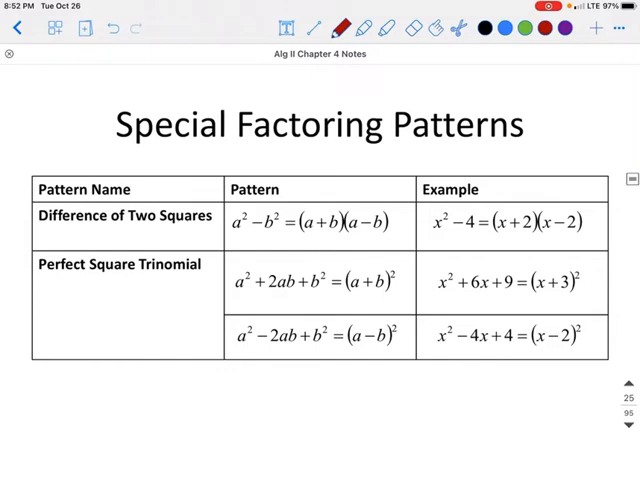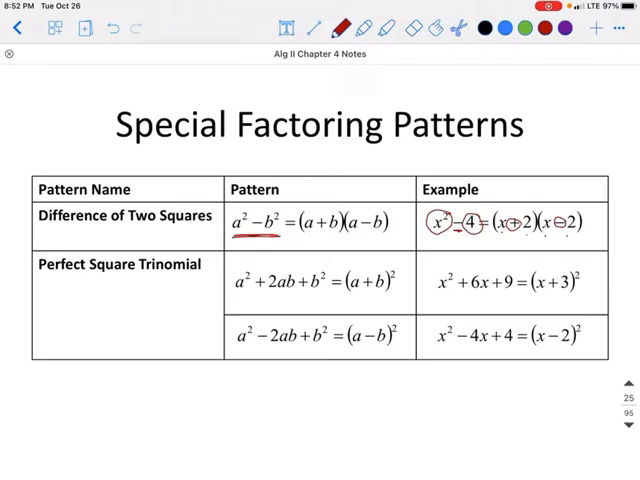Now there are special factoring patterns. If you have a difference of two squares, and it does have to be a difference, it has to be subtraction, then when we factor, we'll just get a plus b times a minus b. So if I have x squared minus 4, I can take the square root of x squared, I can take the square root of 4, and it is a difference problem. So the square root of x squared is x and x. The square root of 4 is 2 and 2, and you will have one positive and one negative.